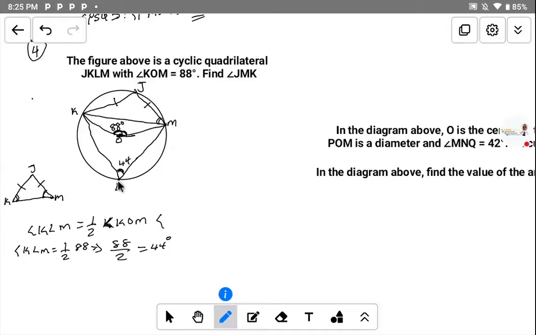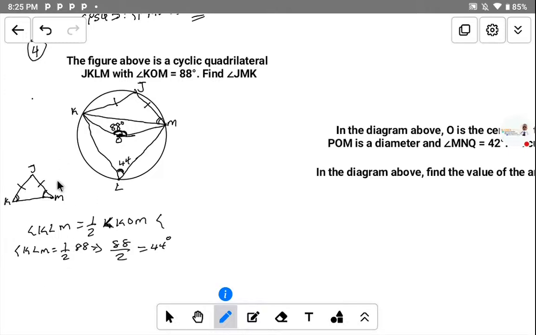Now, you see that these angles together make four. Just remember the theorem of cyclic quadrilaterals: the opposite angles of a cyclic quadrilateral are supplementary, which is equal to what? 180. The sum of angle L and angle J is equal to 180. Now, let's put that.